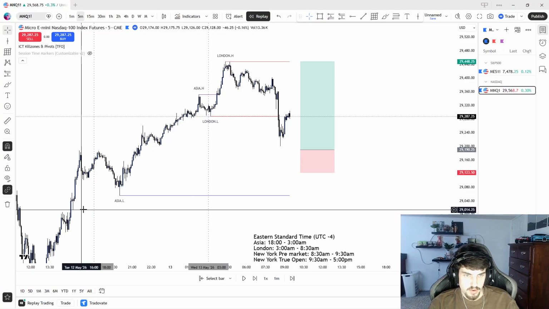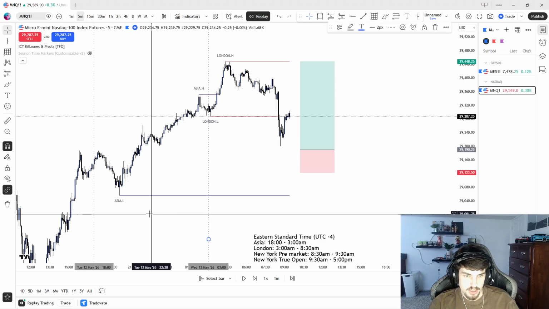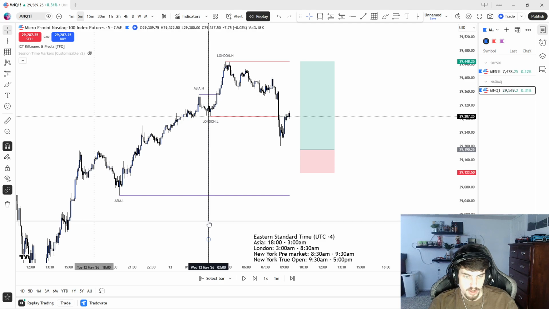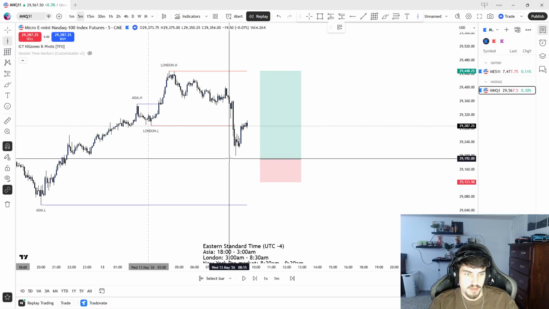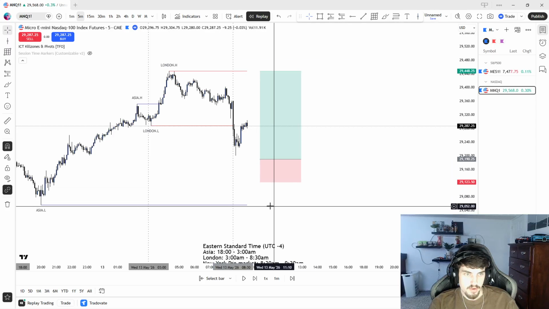We're going to go to 3 a.m. and do the same thing on the current day. So we're on Wednesday. We're at 3 a.m. We mark that out. Boom. Okay. And then you can do this if you want. You can mark out 8:30, or I just skip that.